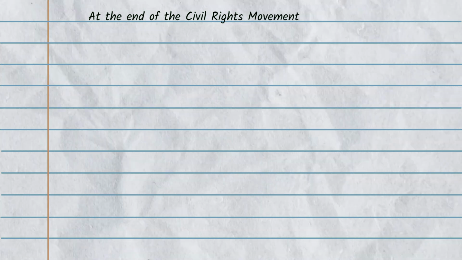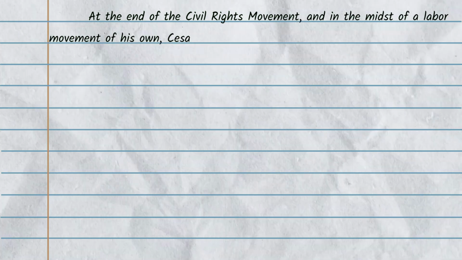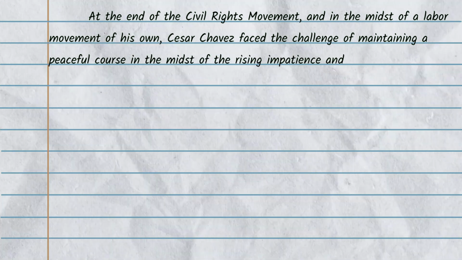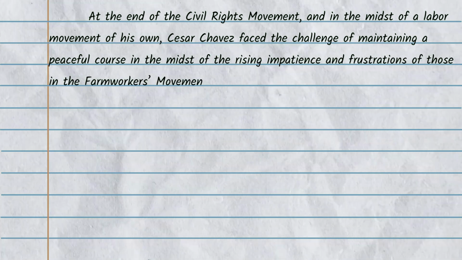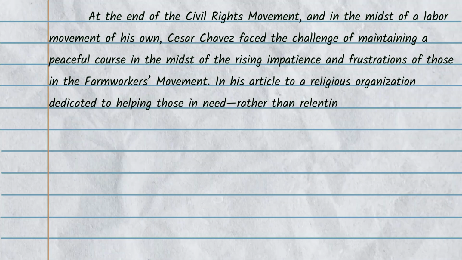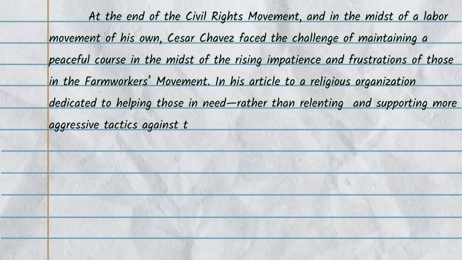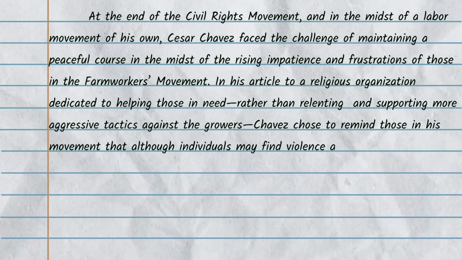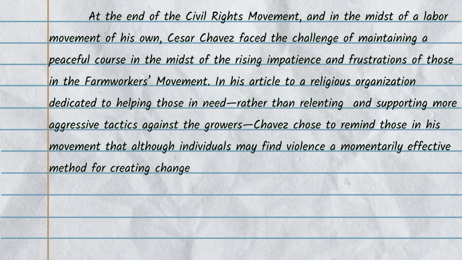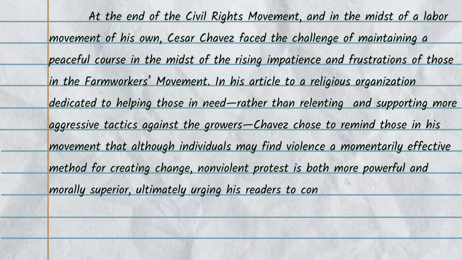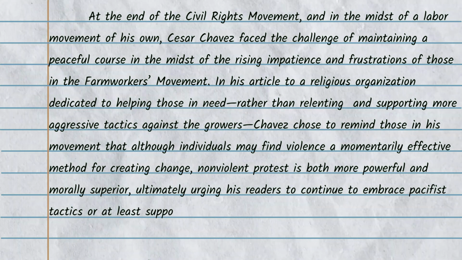And here's how the open version would read. At the end of the civil rights movement, and in the midst of a labor movement of his own, Cesar Chavez faced the challenge of maintaining a peaceful course in the midst of rising impatience and frustrations of those in the farm workers movement. In his article to a religious organization dedicated to helping those in need, rather than relenting and supporting more aggressive tactics against the growers, Chavez chose to remind those in his movement that although individuals may find violence a momentarily effective method for creating change, nonviolent protest is both more powerful and morally superior, ultimately urging his readers to continue to embrace pacifist tactics or at least support the cause.